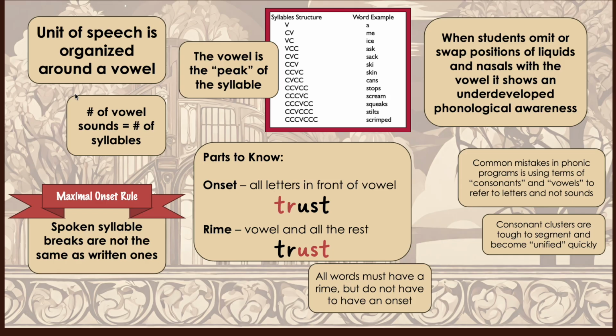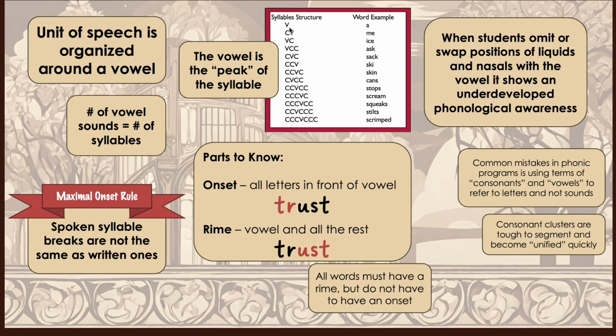So therefore, it's important to know that the number of vowel sounds that you have in a word are going to be the same as the number of syllables that a word will have. The vowel is then the peak of the syllable, or the high point, the main focus. And we can have any number of consonants on either side of the vowel, up to even 3 on one side and 3 on the other side, as in scrimped. It still contains just 1 vowel sound.